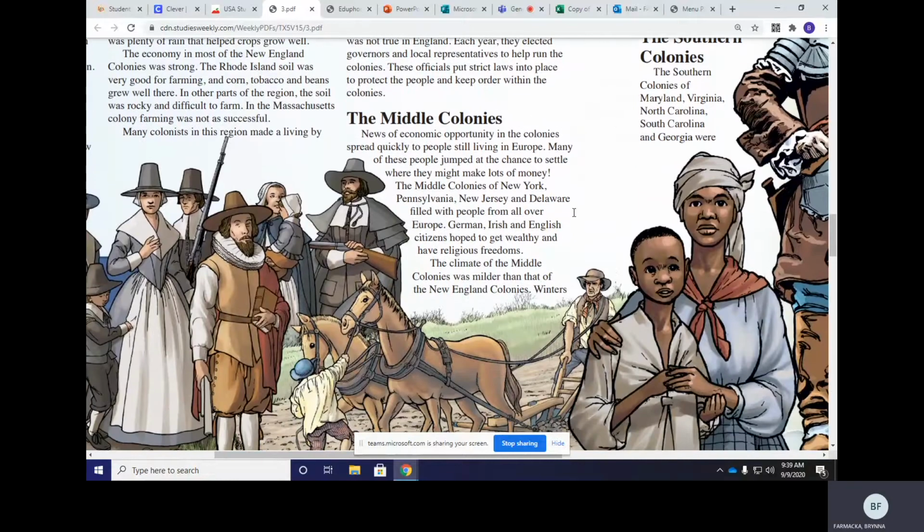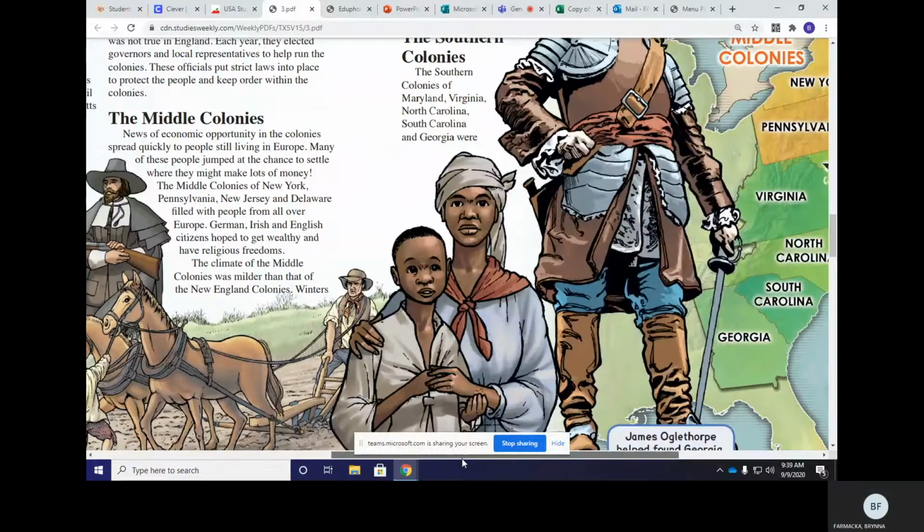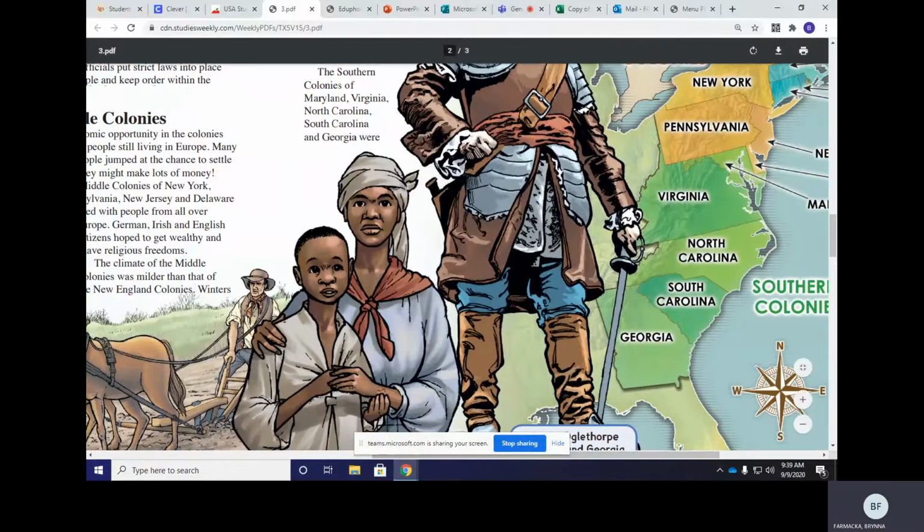The Middle colonies. News of economic opportunity in the colonies spread quickly to people still living in Europe. Many of these people jumped at the chance to settle where they might make lots of money. The Middle colonies of New York, Pennsylvania, New Jersey, and Delaware filled with people from all over Europe. German, Irish, and English citizens hoped to get wealthy and have religious freedoms. The climate of the Middle colonies was milder than that of the New England colonies.